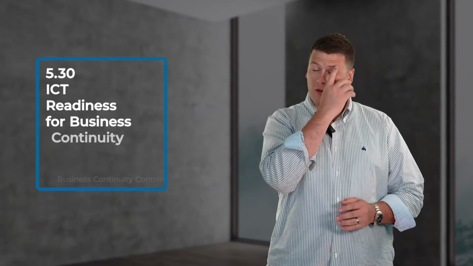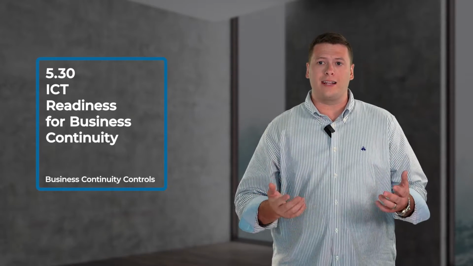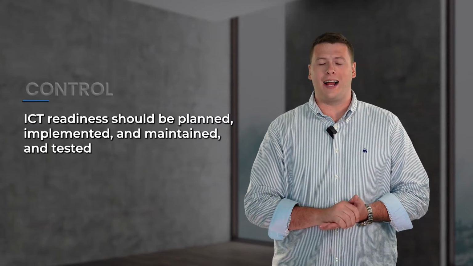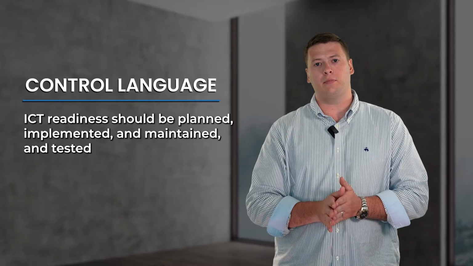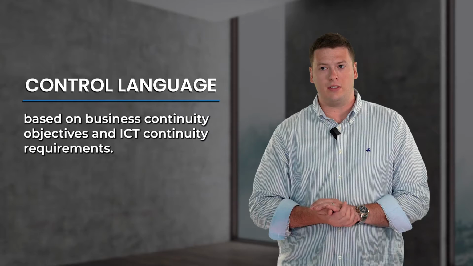The next control is one of the net new controls. It's 5.30. It's a little more broad. It's ICT readiness for business continuity. ICT stands for Information Communication Technology. The control reads, ICT readiness should be planned, implemented, and maintained and tested based on business continuity objectives and ICT continuity requirements.